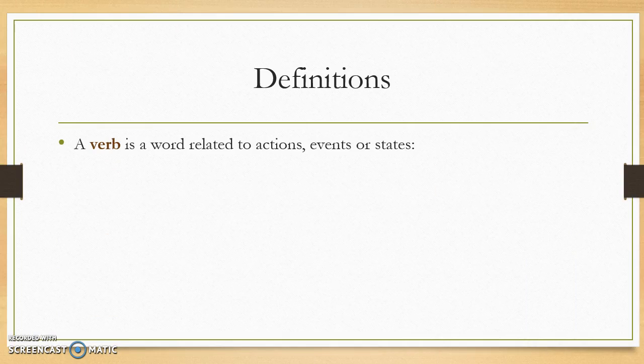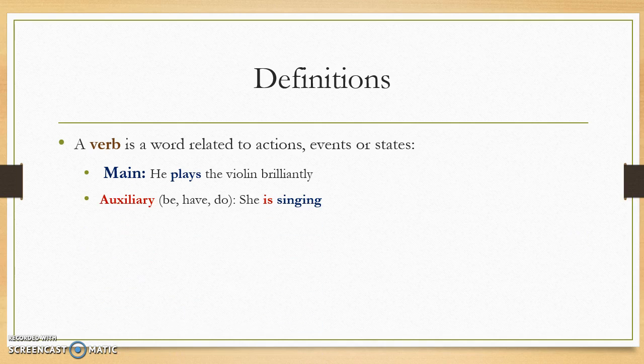A verb is a word related to actions, events or states. Most people say that a verb is a doing word, and that's absolutely fine. And another word for a doing word is a main verb. For example, he plays the violin brilliantly. Now, there are also auxiliary verbs, for example, to be, to have and to do, and they support the main verb. So again, it's colour-coded. She is singing. Obviously, singing is the main verb.